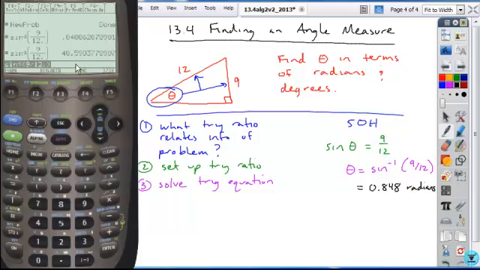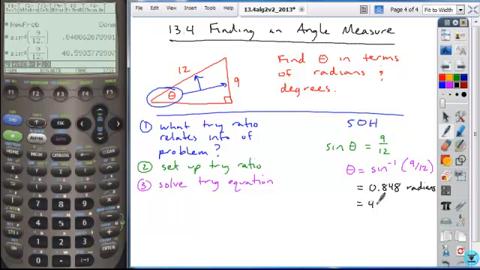So the radian measure is 0.848. The degree measurement is 48.59 in degrees. So these would be your two values for that. Questions on the steps that I used for that? These are the steps that you will be using for your story problems as well. Okay. So go ahead and try this one on your own for me, please.